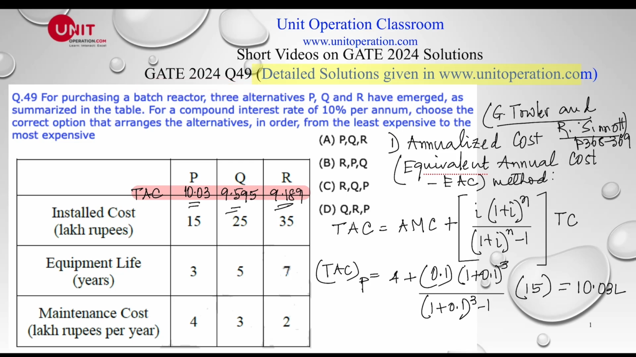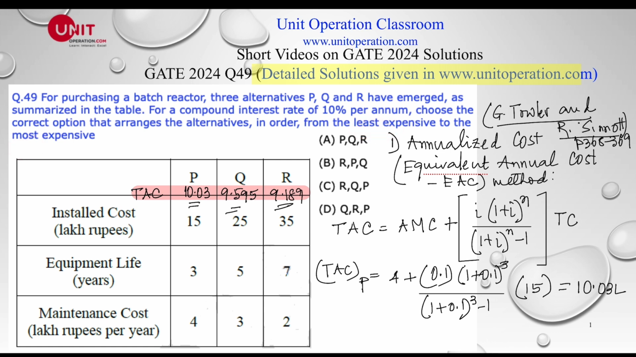49. For purchasing a batch reactor, could be any equipment, three alternatives P, Q, and R have emerged as summarized in the table. So they have given the installed cost, equipment life, and the maintenance cost. For a compound rate of interest 10%, so we know I is equal to 0.1. Choose the correct option that arranges the alternatives in order from the least expensive to the most expensive.